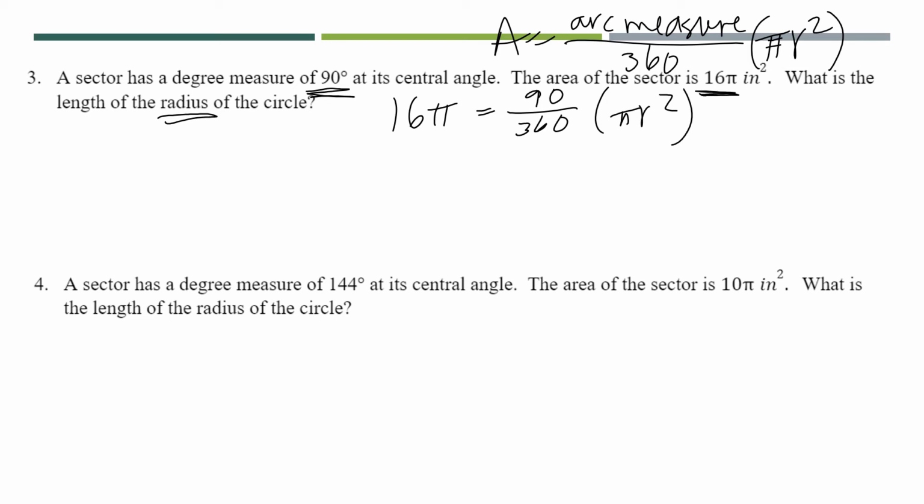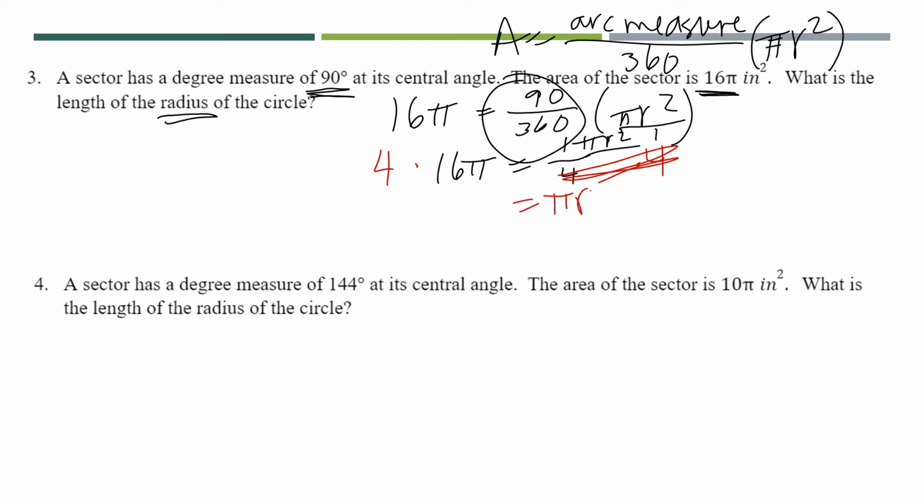Now there's a couple of ways that you could do this. I would suggest you simplify this first, because most of the time that is going to simplify to smaller numbers. So 90 over 360 simplifies to 1 over 4. I'm just going to bring that pi r squared to the top of that fraction because pi r squared is like over 1. Okay, so in order to get rid of your fraction now, I need to multiply both sides by 4. The 4's would cancel here, and I'd just be left with pi r squared. And then 4 times 16 on this side is 64 pi.